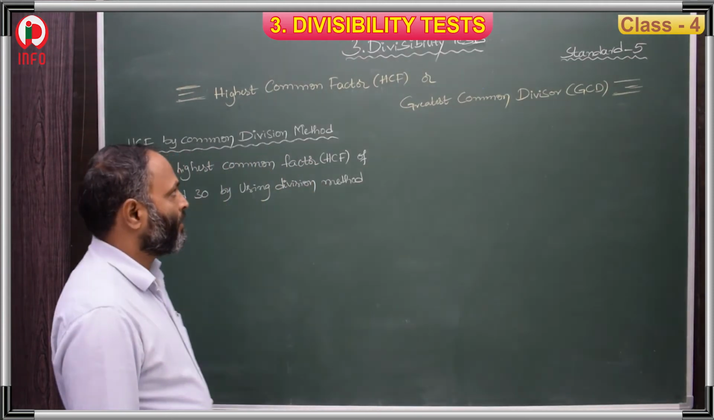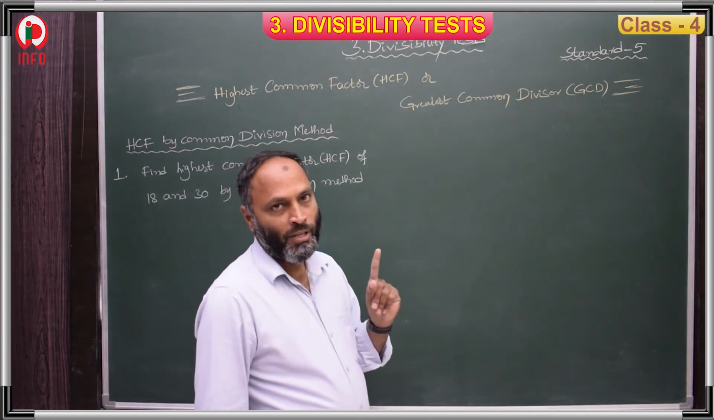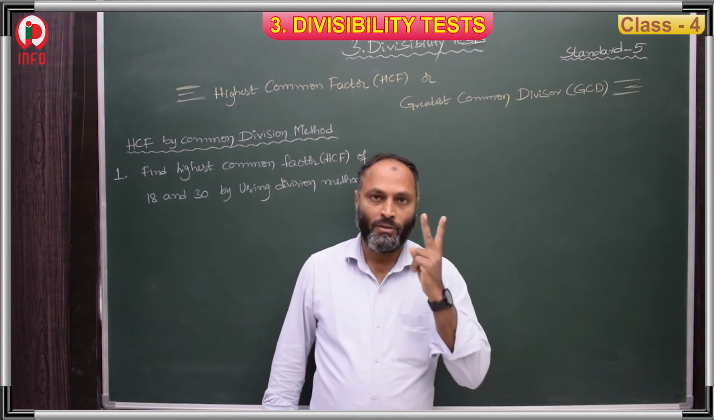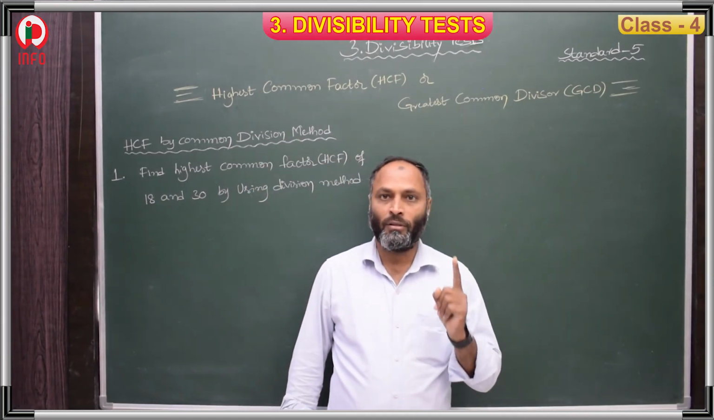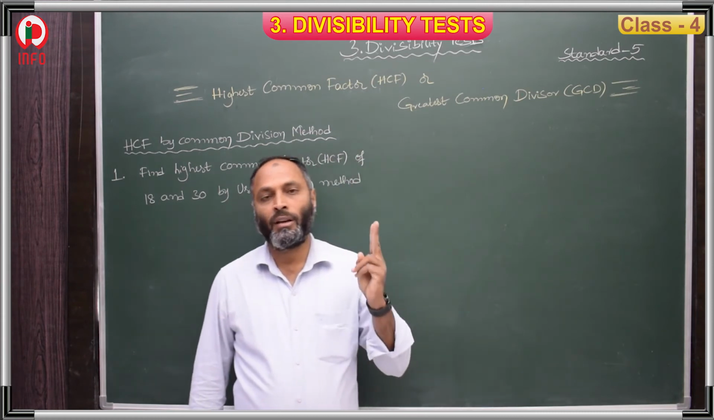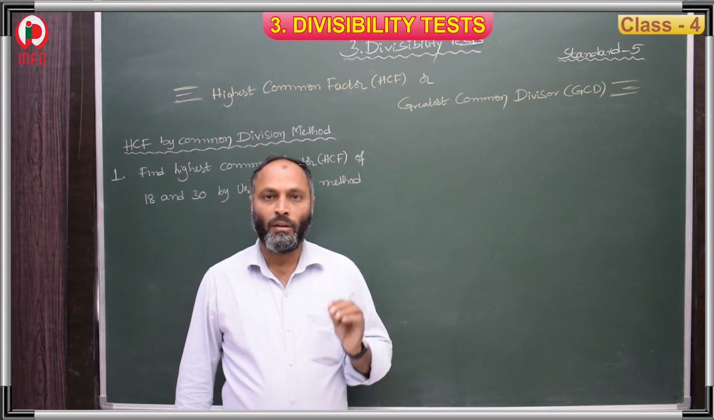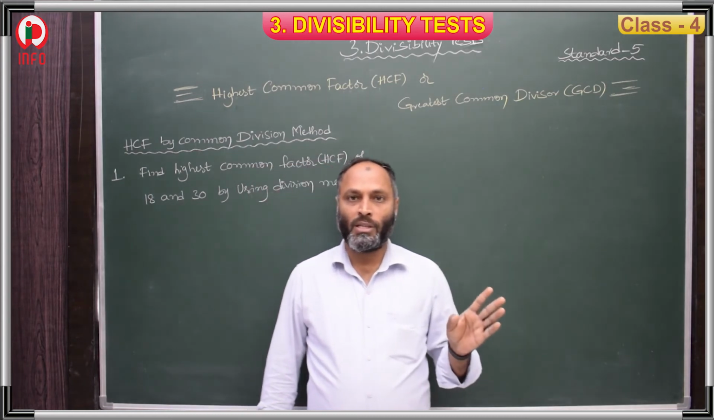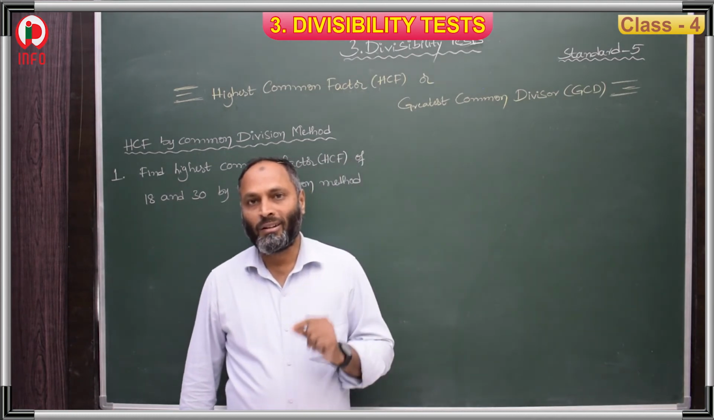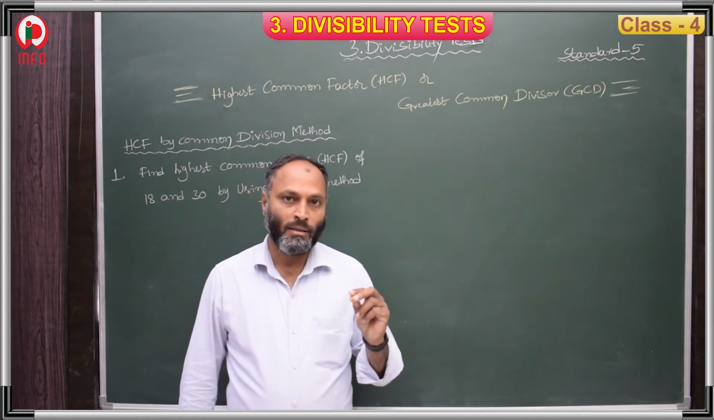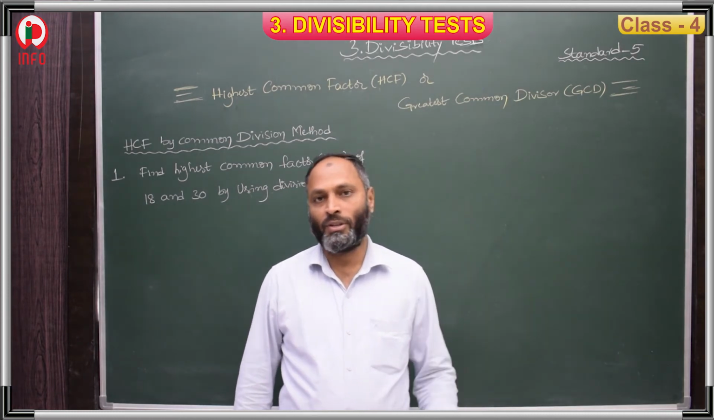Now, before this we discussed the HCF using the factorization method and the prime factors method, two methods. In the factorization method, we write all the factors and after that take the common factors. In those common factors, whatever is the highest factor, that we write. In the prime factorization method, we take the prime factors of all, and after that whatever is common is the highest common factor of the given numbers.